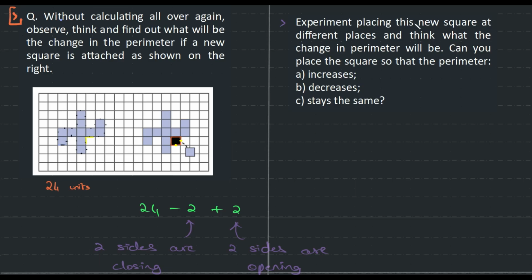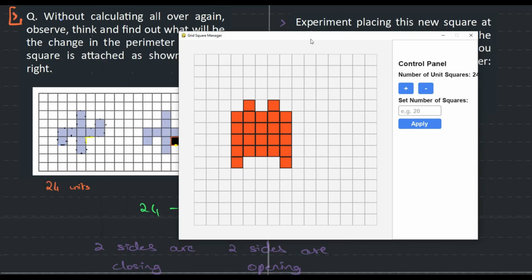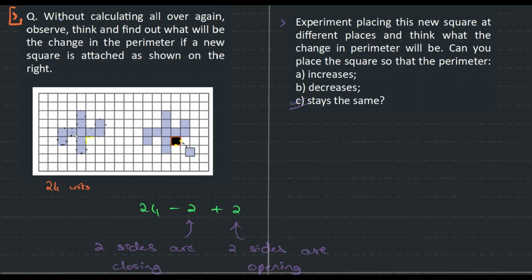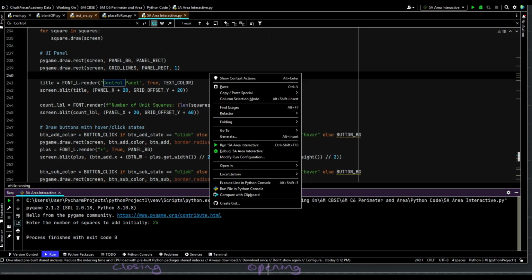Experiment placing this new square at different places and think what the change in perimeter will be. Can you place the square so that the perimeter will increase, decrease and stay the same? So let's try doing that. We already saw that it can stay the same. The perimeter stays the same, while the area, what happened to the area? Yes, it increased. So there are 24. How many squares are there though? 1, 2, 3, 4, 5, 6, 7, 8, 9, 10, 11. There are 11 of it. So I need to cancel this.